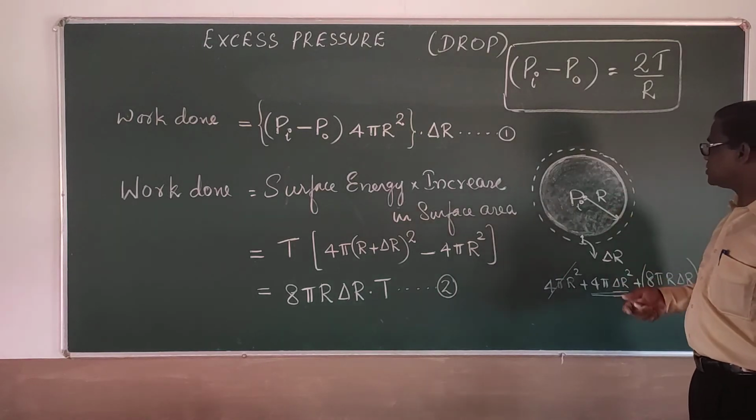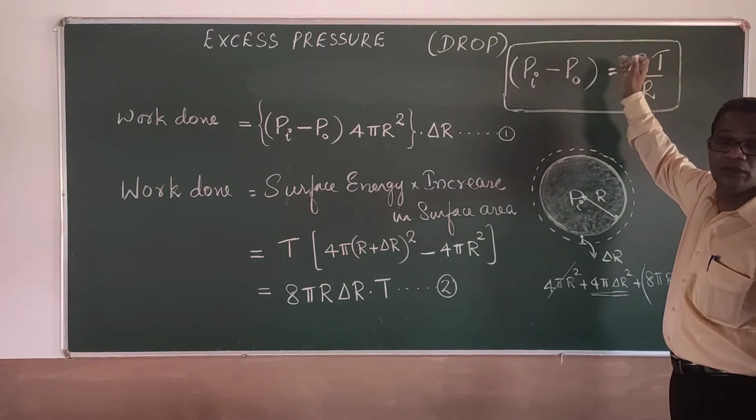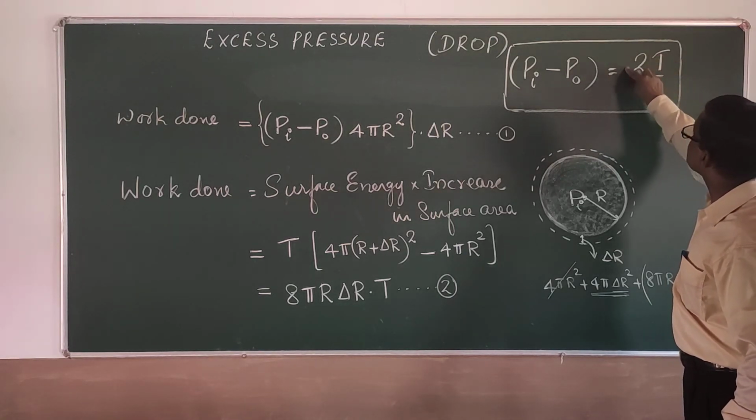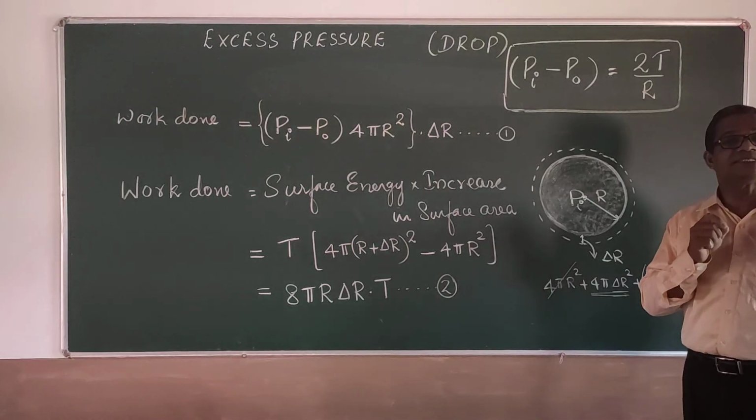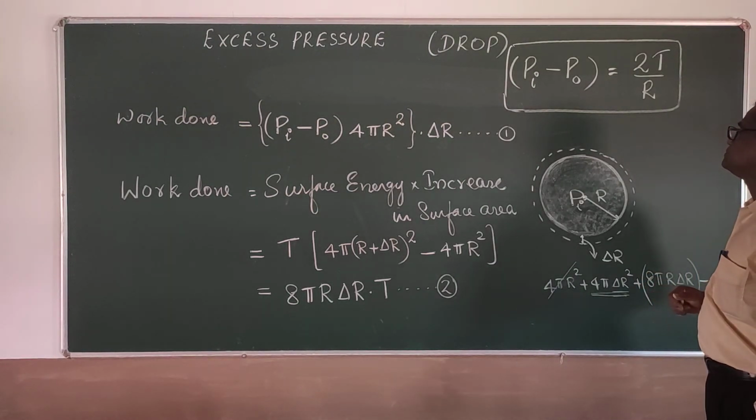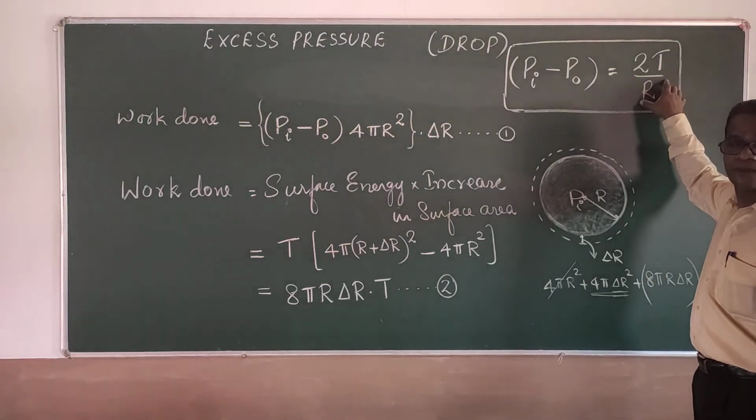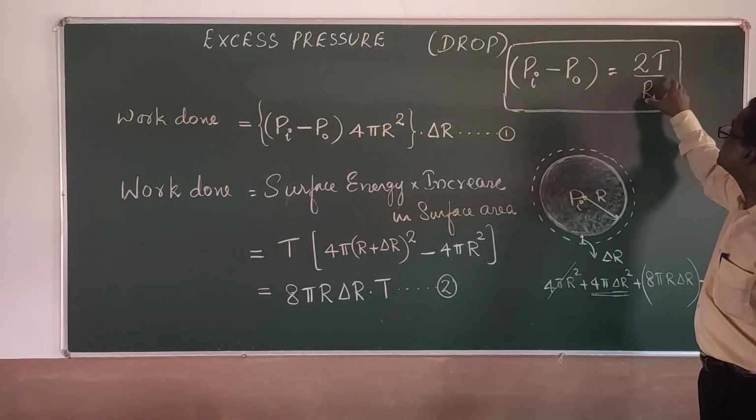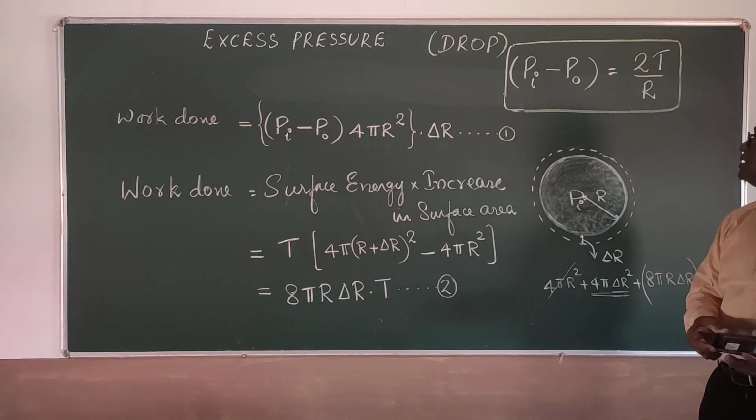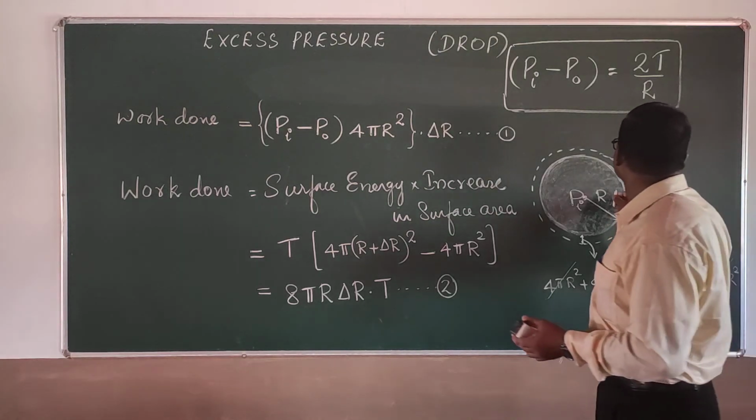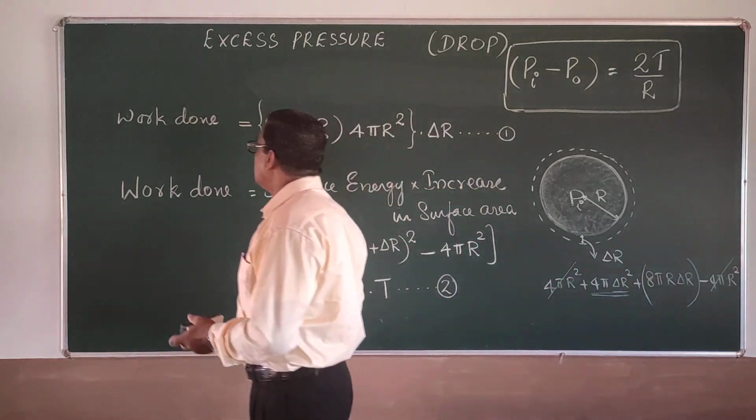So the additional pressure is created by what we call the surface tension, and this quantity 2T by R is called the surface tension pressure, or pressure due to surface tension. This is the extra pressure coming inside due to the curving of the liquid surface. Okay, understood?